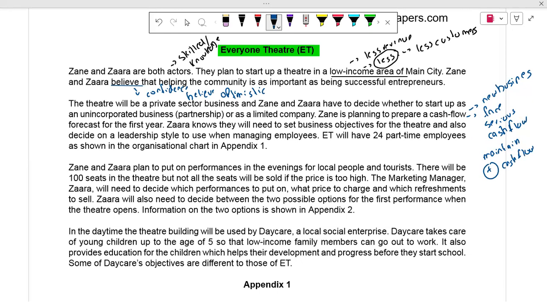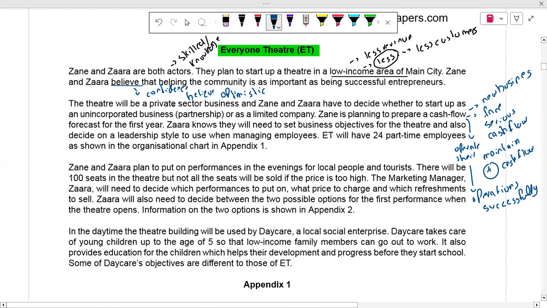Why? Because if they have cash flow problems at the start of the business, it means that they cannot operate their operations successfully. Okay, so that's the reason that cash flow forecasting is very much important. So we will discuss the other points also when we are going to solve the cash flow question.